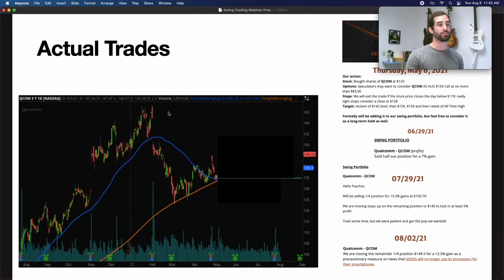So we sent an alert to our members right here to buy. Bought shares of Qualcomm at 133 and stops. We will exit the trade if the stock price closes the day below 119. Really tight stops, consider a close at 128. Okay, so I want to bring your attention here for 1 second. So we bought at 133 and we have our stop losses at 119.